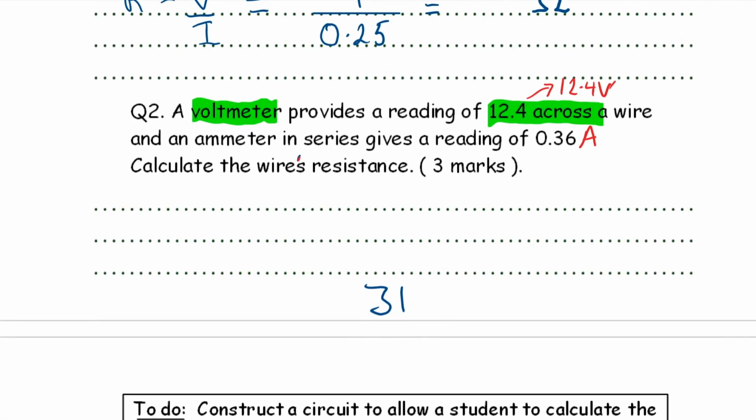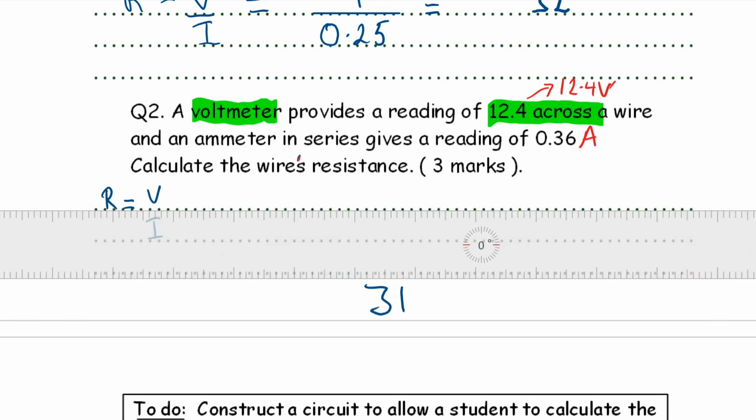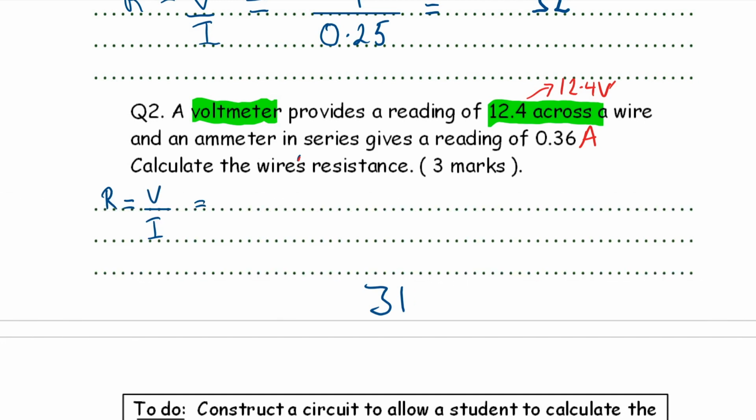Okay, so here again you're using that same equation, V over I. Get your ruler. You can do it from there. Just make sure you include not just the answer, but the unit as well. Little red asterisk to remind you.